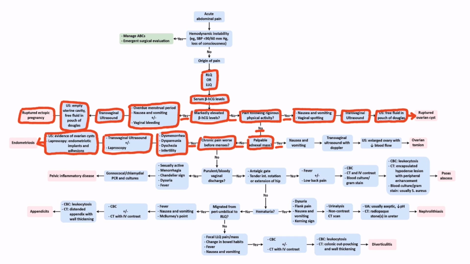A palpable mass also indicates a transvaginal ultrasound with Doppler. Presence of an enlarged ovary with decreased blood flow confirms an ovarian torsion. Pain with presence of purulent or bloody vaginal discharge may be rooted from an infectious disease.